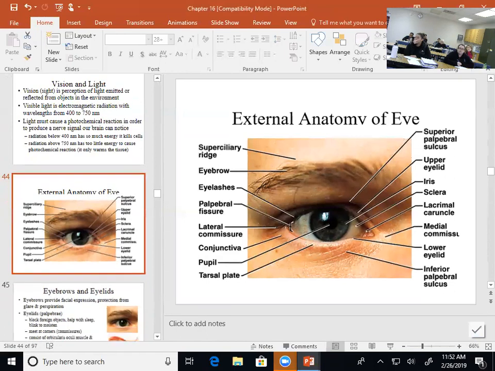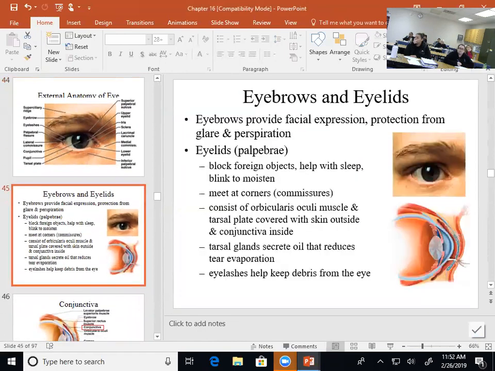How about if we looked underneath that right here? There's a gland. What is that gland called?